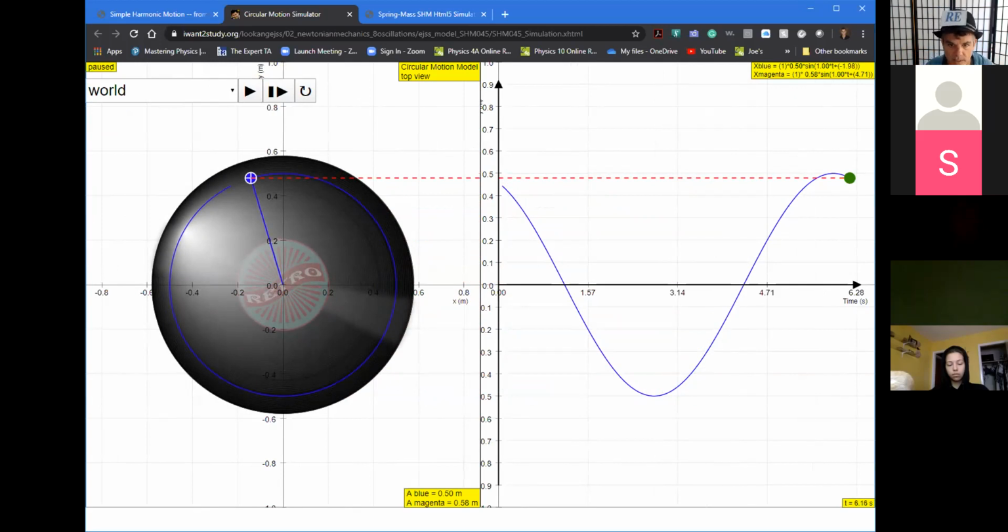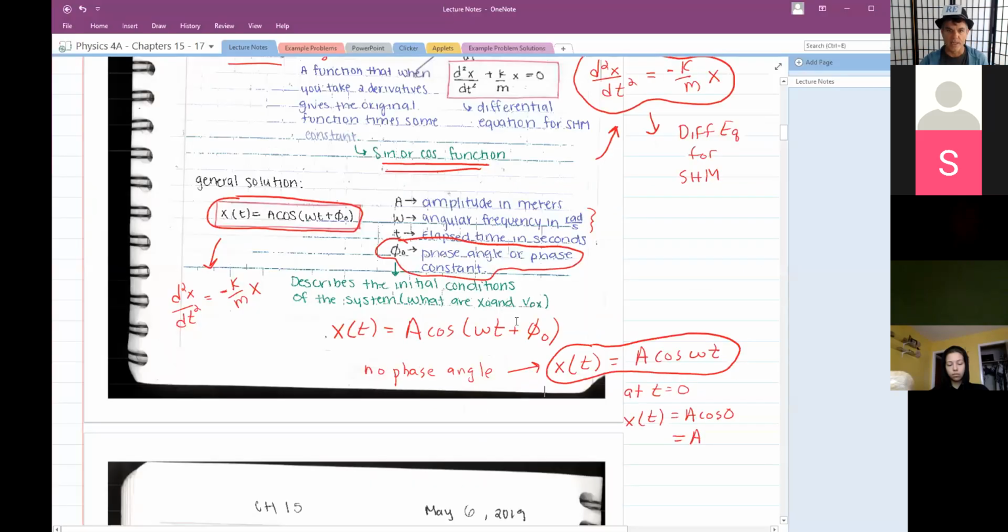So going back to this, this phase constant is almost like our x naught, v naught when we're talking about uniform motion in one dimension. It describes the initial conditions. In essence, it describes my initial position and my initial velocity. I need that so that I can have the option of not always having to have x equals A when t equals 0.